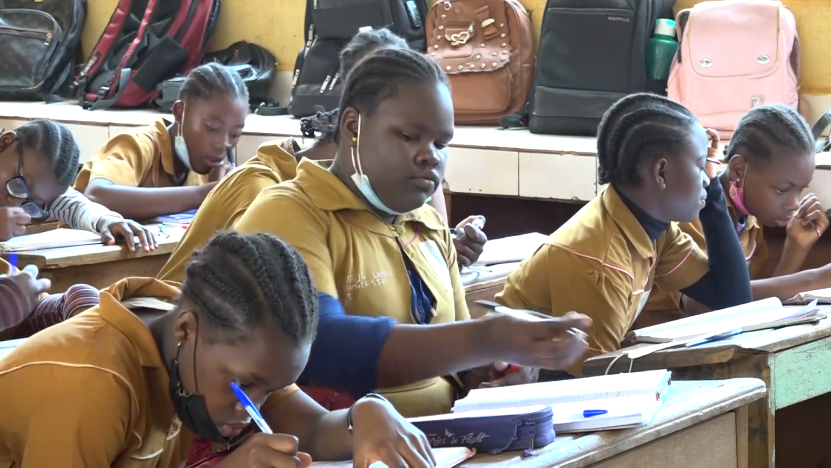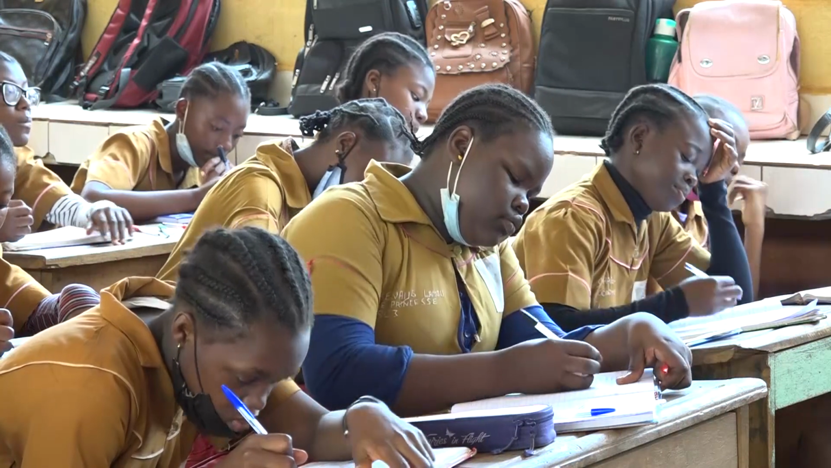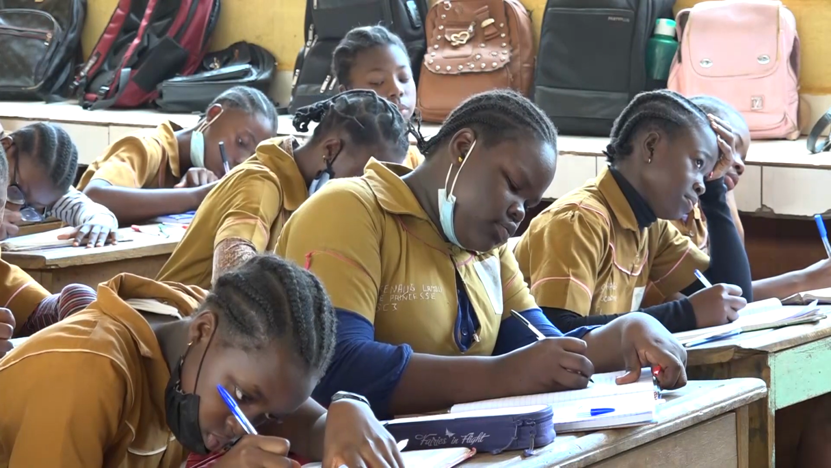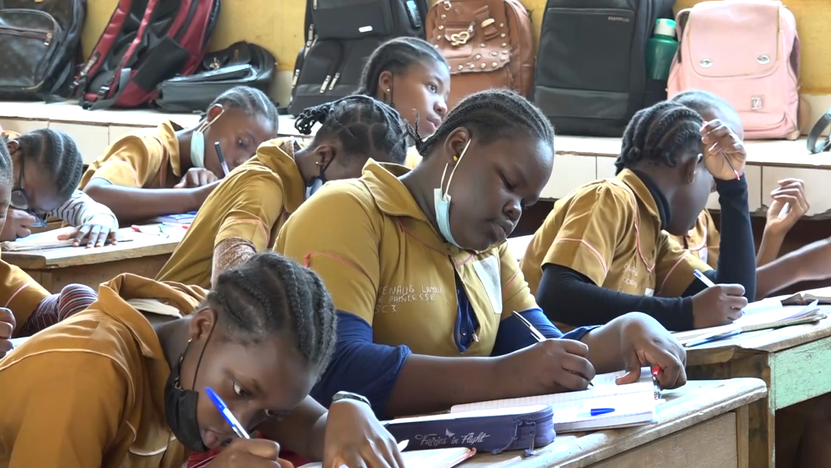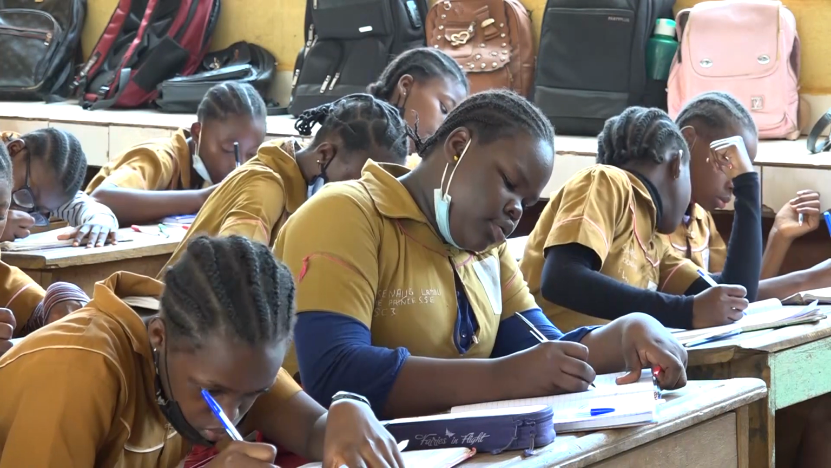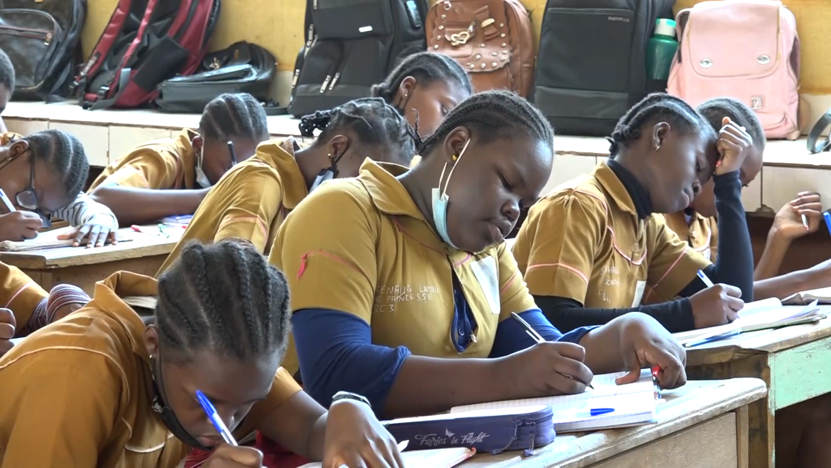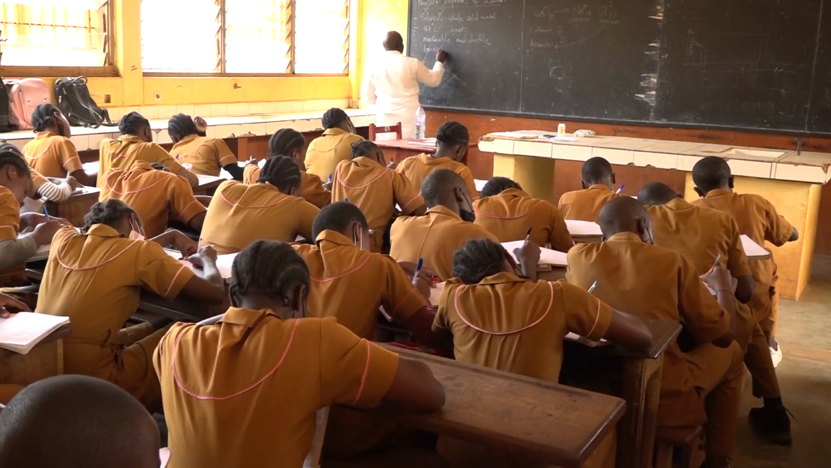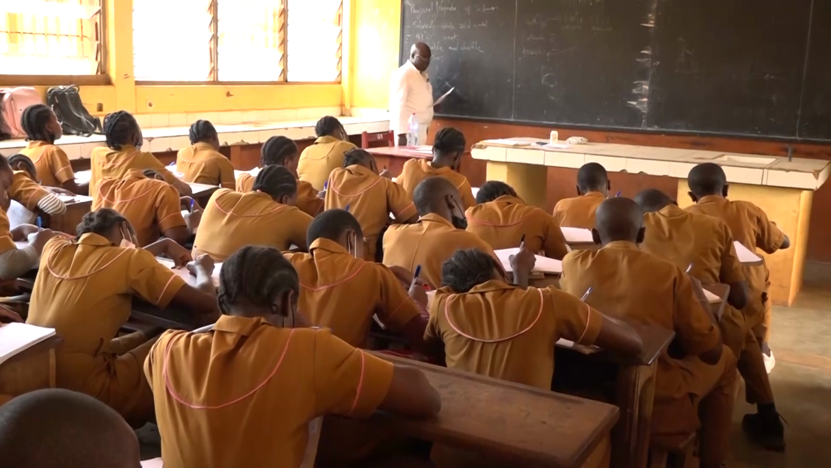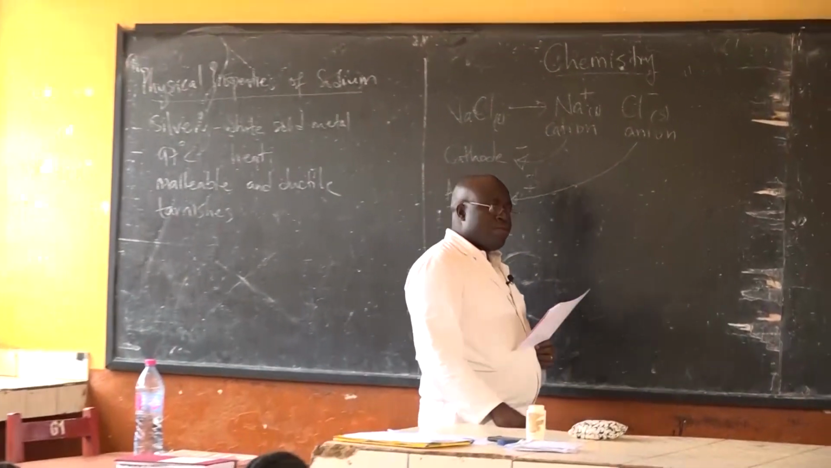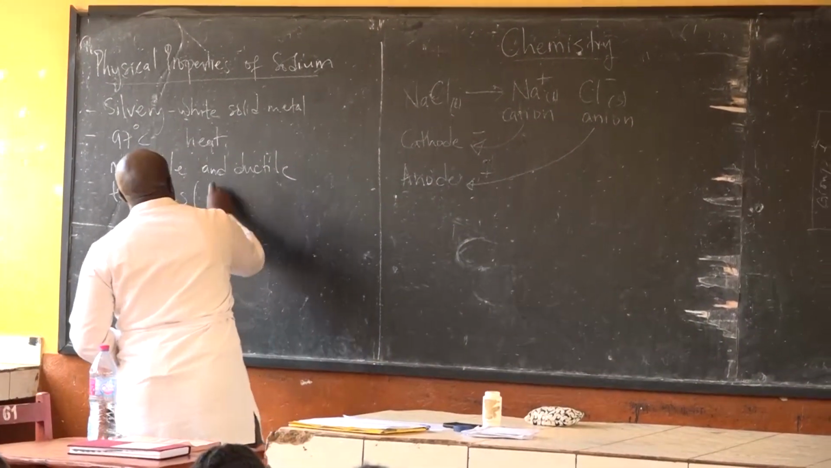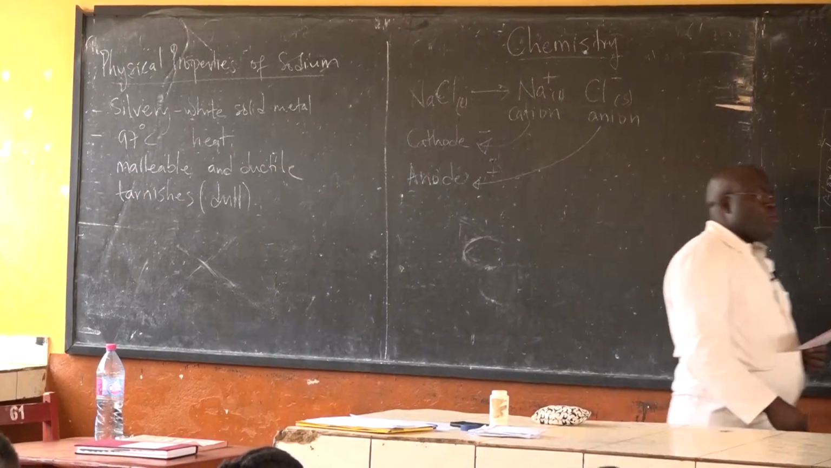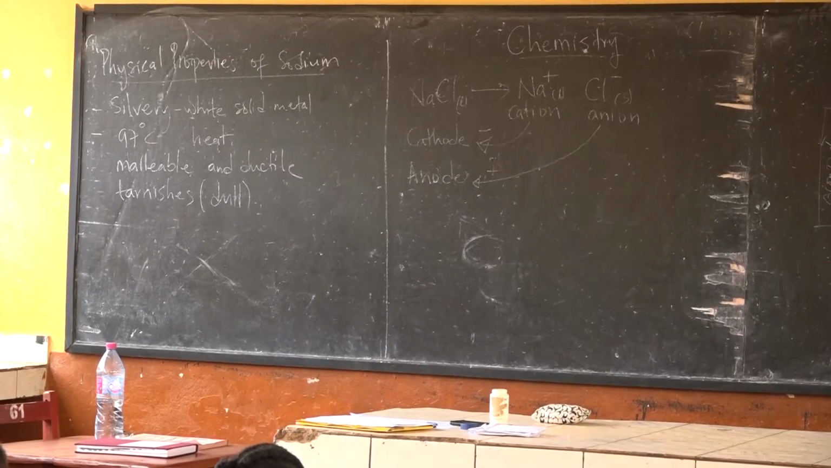Next one. The silvery white color of sodium easily tarnishes in air. Tarnish. Easily tarnishes in air. When we talk about tarnish, it means that it changes the color, right?